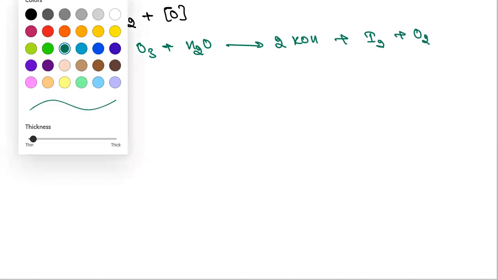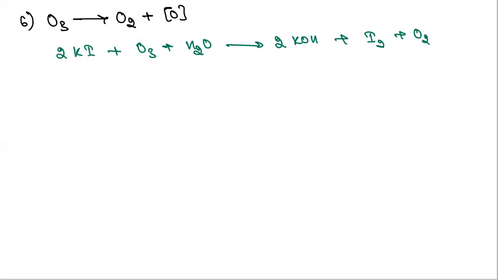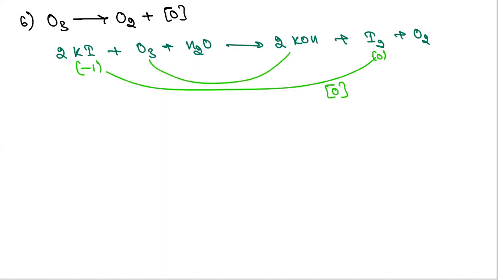Now let's see whether there is actually some oxidation state changing here. So this is the minus one oxidation state of iodide and the zero oxidation state of iodine. That means it's an oxidation process going on over here. And you may also see that ozone is changing into OH minus. So it's been reduced, and that's why it behaves like a good oxidizing agent. I hope this point is clear to you.